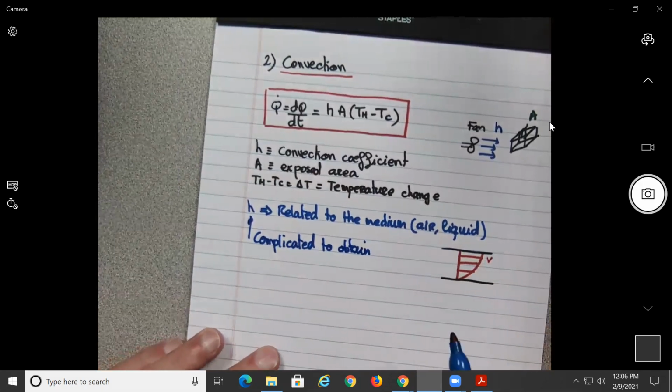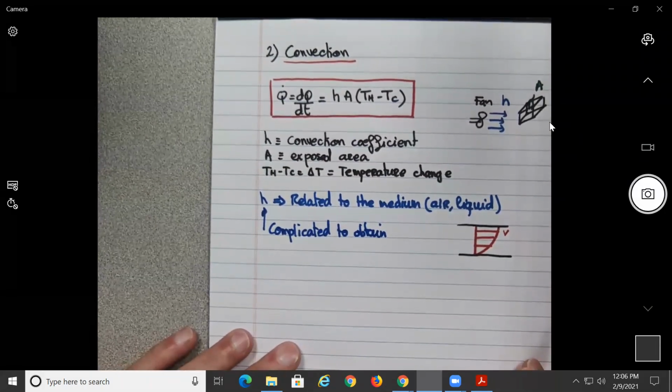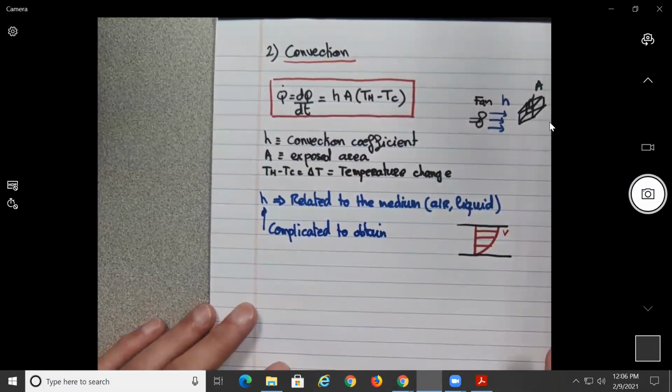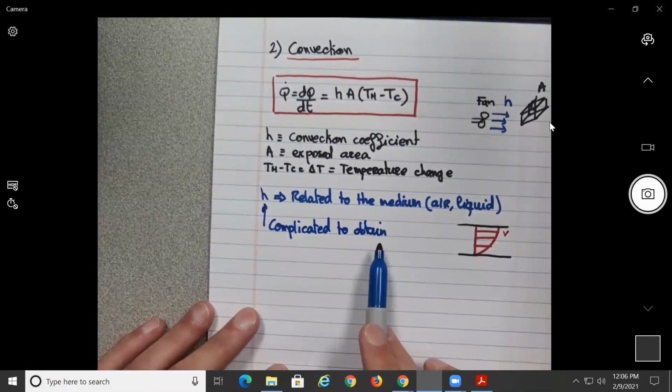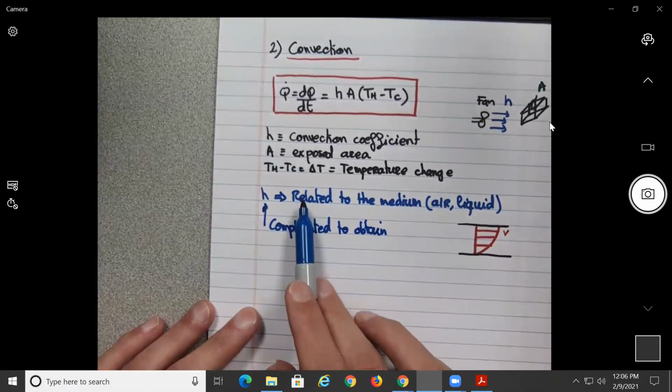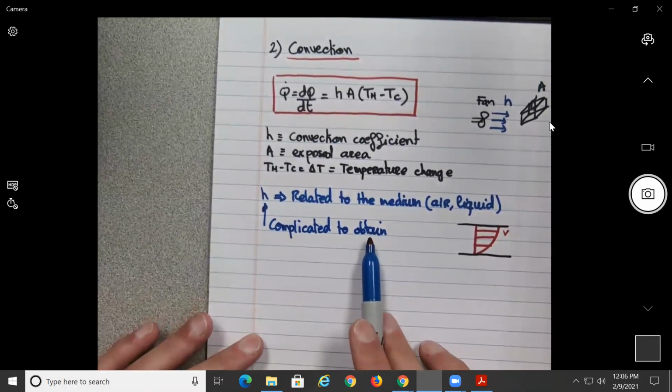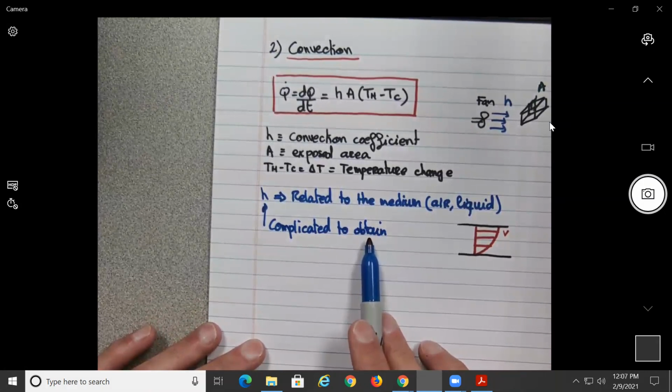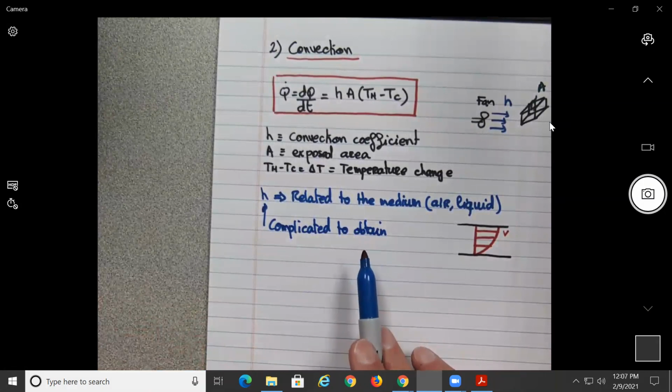So you cannot find it on a table. In this class, it needs to be given to you, all right? Otherwise, there are some relations that can give you the value of h depending on the Reynolds number. Have you seen the Reynolds number to define the quality of the flow, if it's laminar or if it's not laminar? Anyway, you will see that in fluids, okay? Then you have other numbers, the Nusselt number and so on.